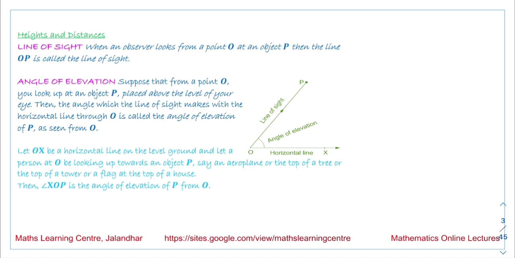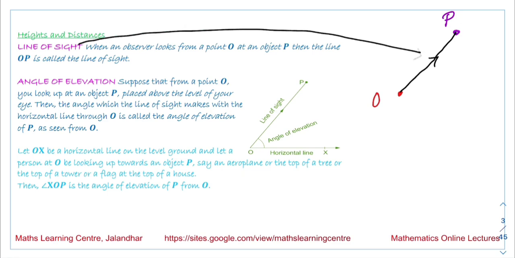Suppose we are standing at the point, say O, this is our eye over here, and we are looking at some object at this point P. This is the point O from where we are looking at this object P. Looking at this object means we are looking at it in this direction. So this line is called the line of sight. When an observer looks from a point O at an object P, then the line OP is called the line of sight.